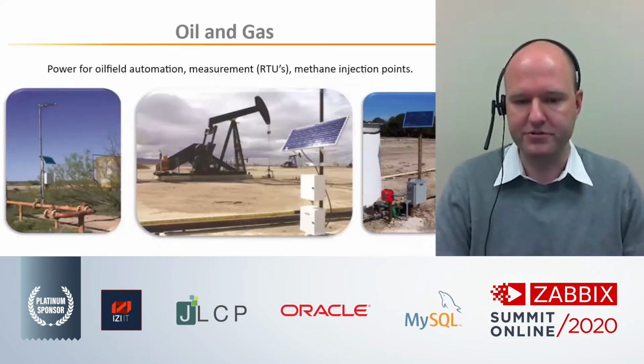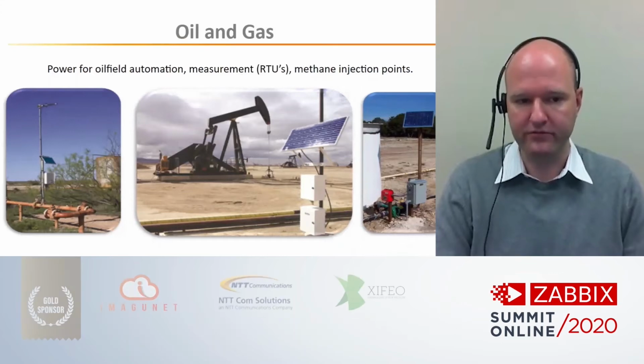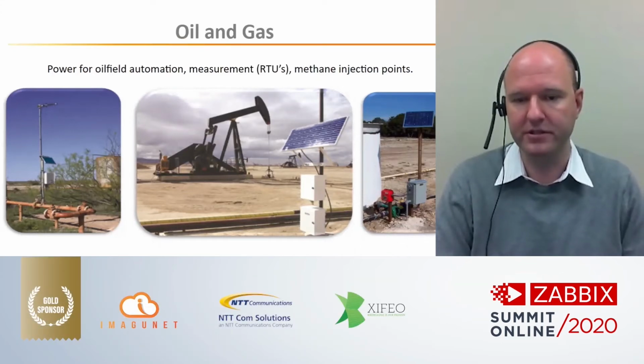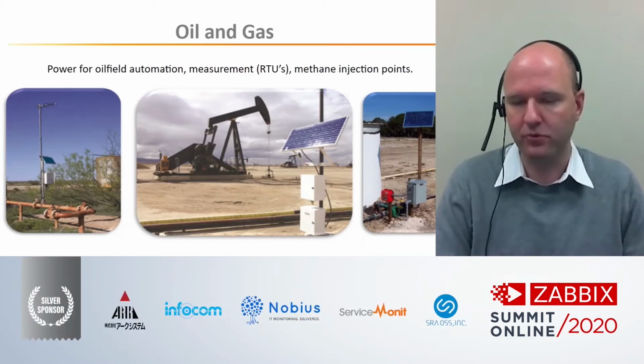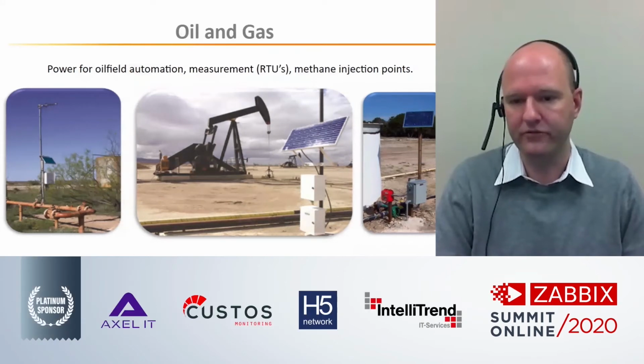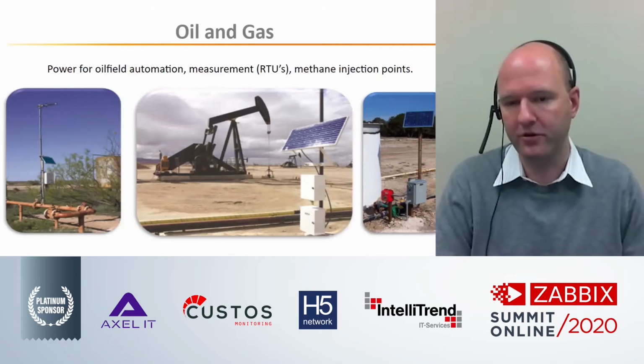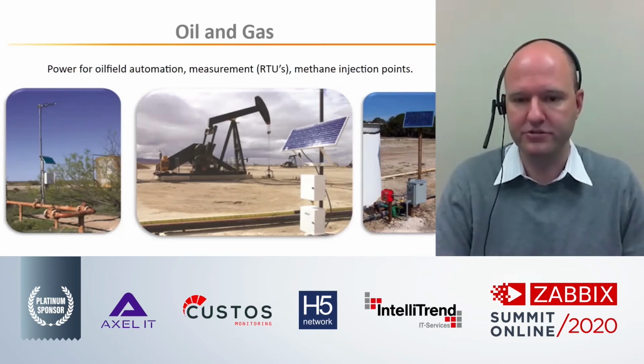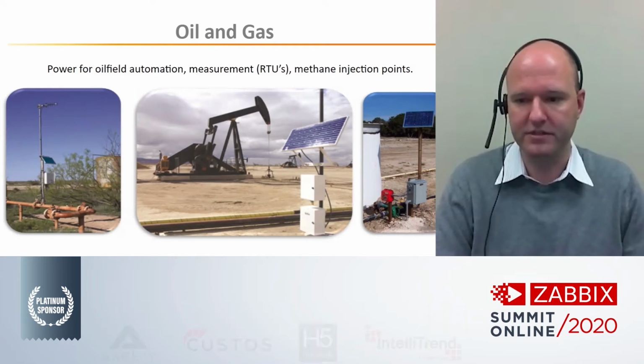The oil and gas industry is a specific and notable market for Morningstar because oil field automation, measurement of the gas flow and pressure, as well as methane injection points that are used to keep the gas flowing and avoid well freeze-ups, all can be powered by solar power with a very modest amount of power for data monitoring. And since the pipelines traverse often very remote regions of countries, this is highly advantageous to get power where it's needed.